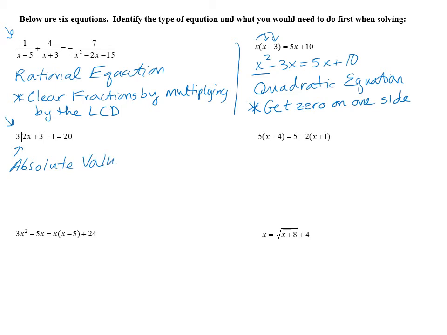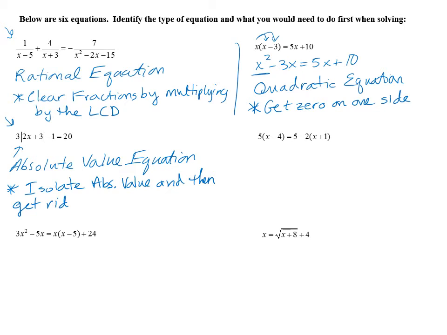To solve an absolute value equation, what we need to do is to get rid of that absolute value. Okay, but you technically can't use our strategy for getting rid of an absolute value unless the absolute value is isolated. So we're going to isolate and then remove the absolute value. So isolate the absolute value, I'll abbreviate absolute value here, and then get rid of it. And when you get rid of it, you're going to split into 2 separate equations.